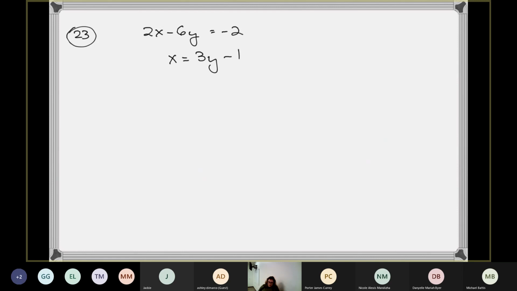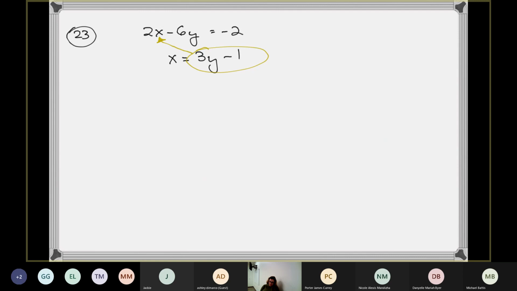Plug it in, plug it in. I guess I'm wearing this color today. Might as well use this color. What's going on here?